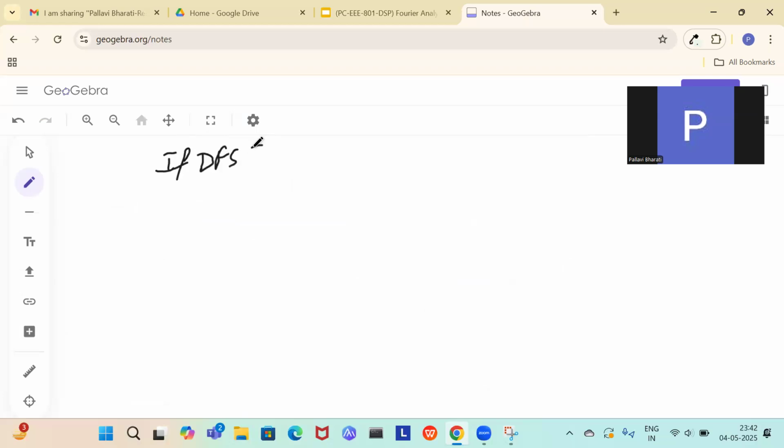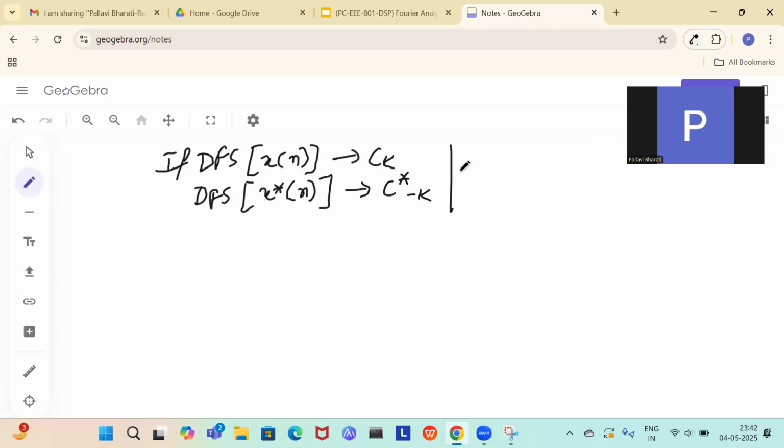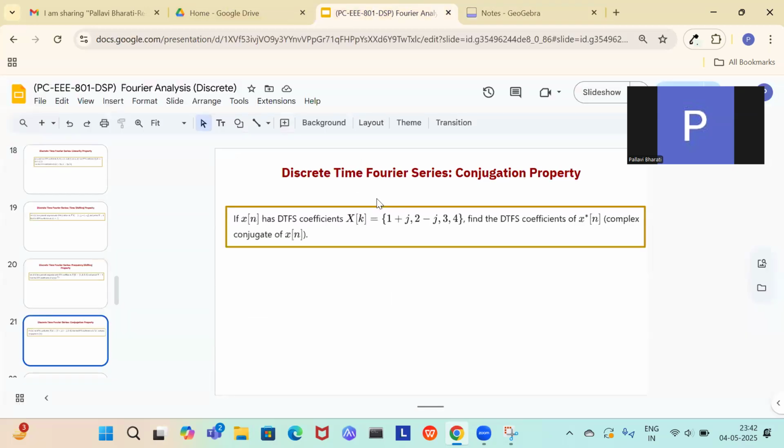If DFS of x[n] is c_k, then DFS of the conjugate of x[n], that is x star [n], is actually what? C star of minus k. Here I am only using the time reversal property. If DTFS of x[n] is c_k, then DTFS of x[-n] will be c[-k]. So c of minus k you have to calculate here also. Both are the same thing. We will be studying it once only.